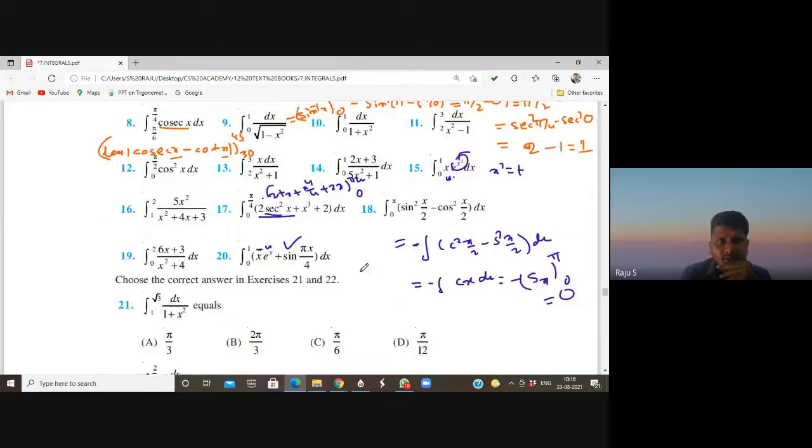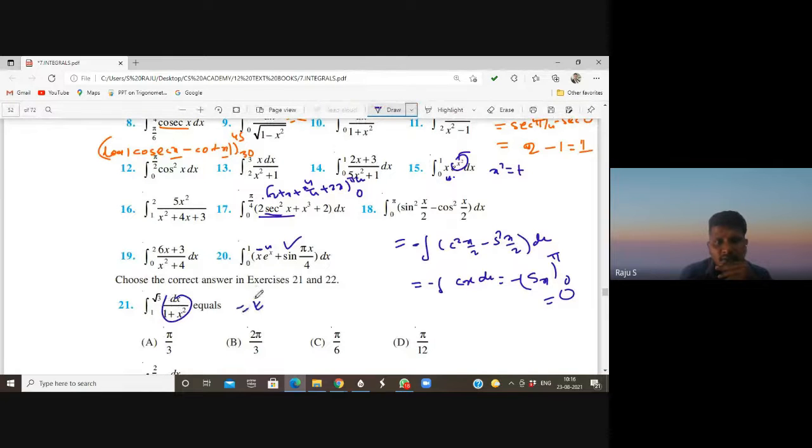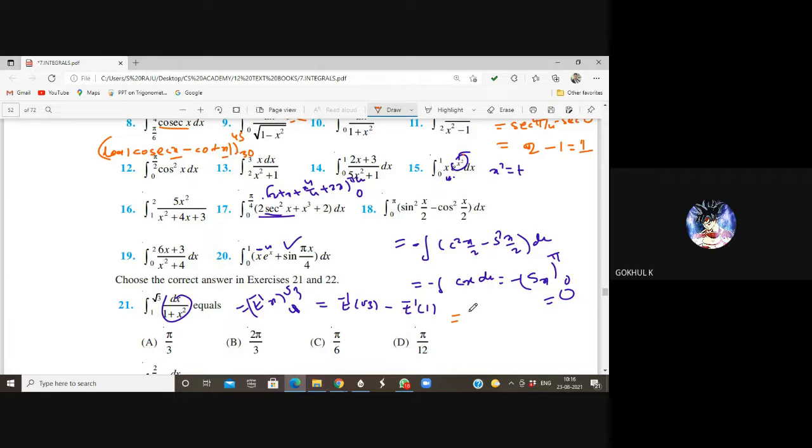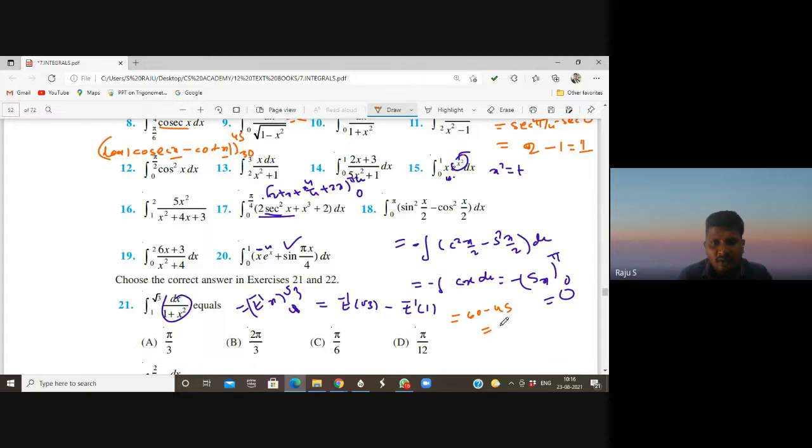For example, this question is there. This is nothing but what? Tan inverse x from where to where? 1 to root 3. See, what is the concept? First apply the upper limit. Tan inverse root 3 minus tan inverse 1. This is equal to what? Tan inverse root 3 means root 3 is tan 60. 60 minus 45, that is 15. 15 is nothing but pi by 12. That's it. Got it? A simple question.